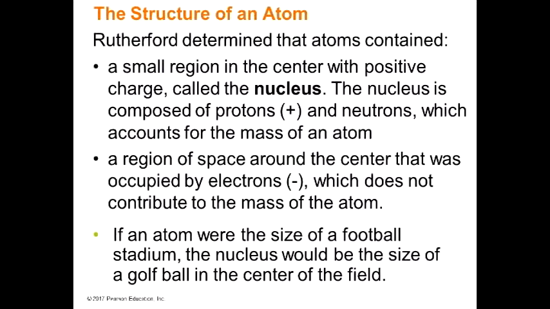Small region in the center makes up the nucleus. The nucleus is composed of protons and neutrons. So nucleus is what contributes to the mass. The mass is in the nucleus because that's where the protons and neutrons are. Okay? The electrons are spinning around the outside of the nucleus. Okay? That makes up the size.